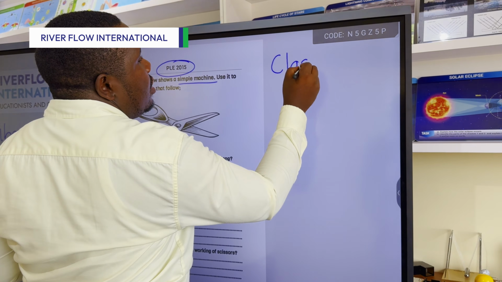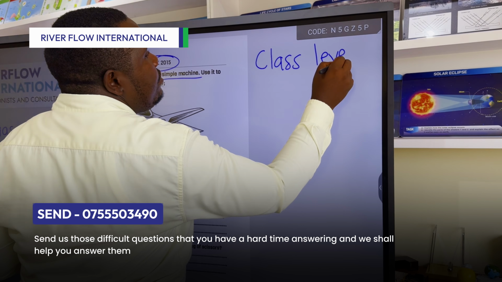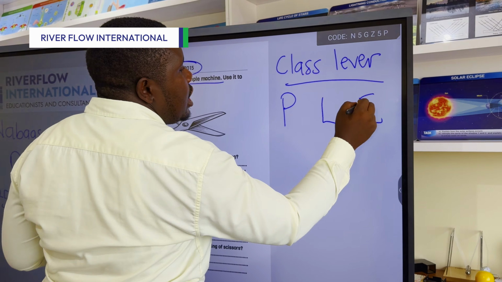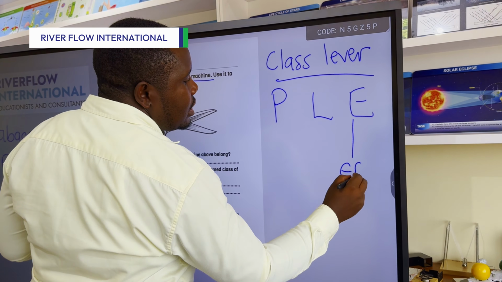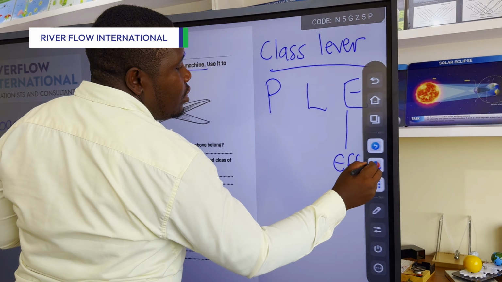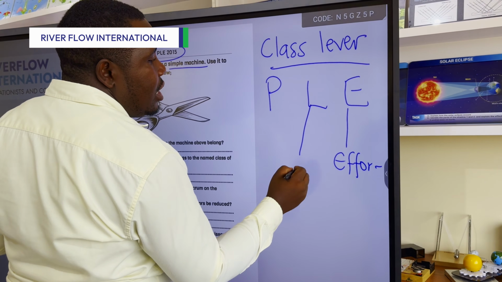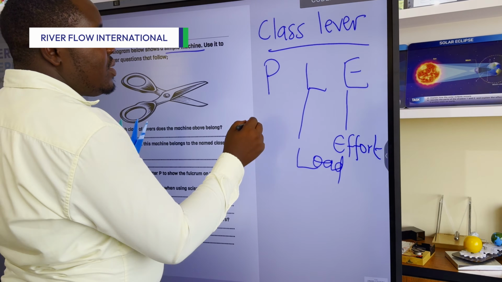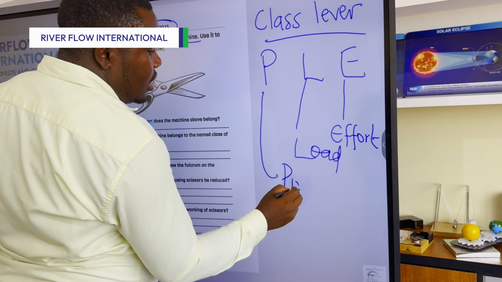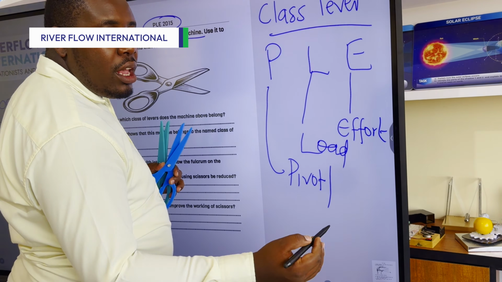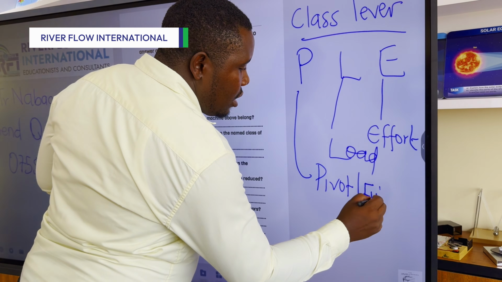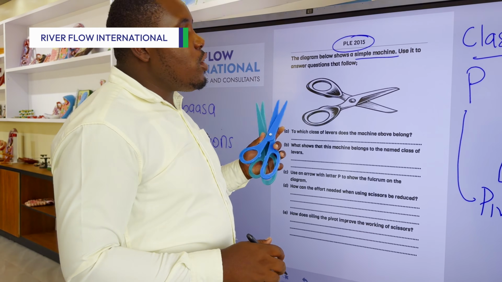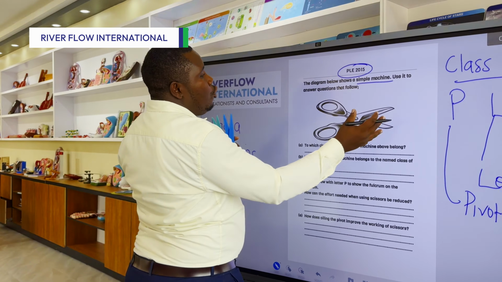And you remember, for you to be able to know the class of a lever, we use PLE, where this one represents effort. I know most of you who have been in P7 know. And this represents load, and this represents pivot. Sometimes they put F and then it represents fulcrum. Are we together? Now, we want to first identify where do I find effort? Where do I find load on this machine?